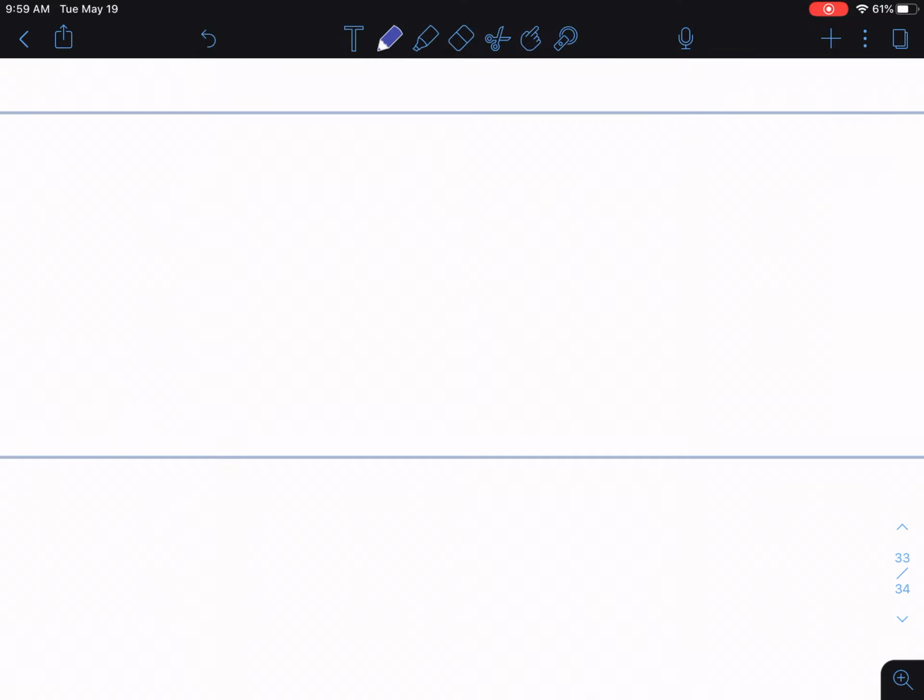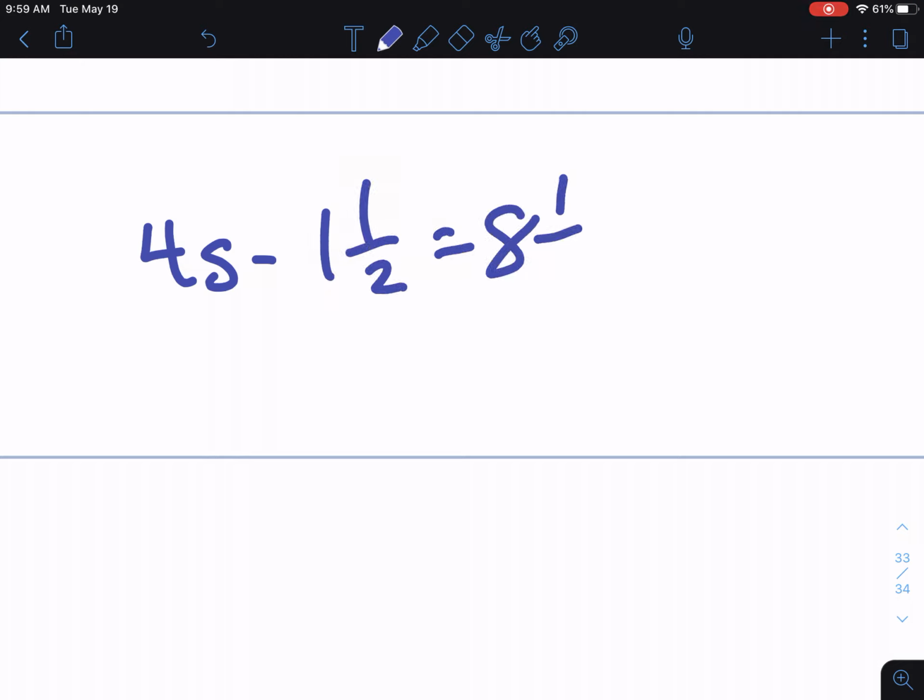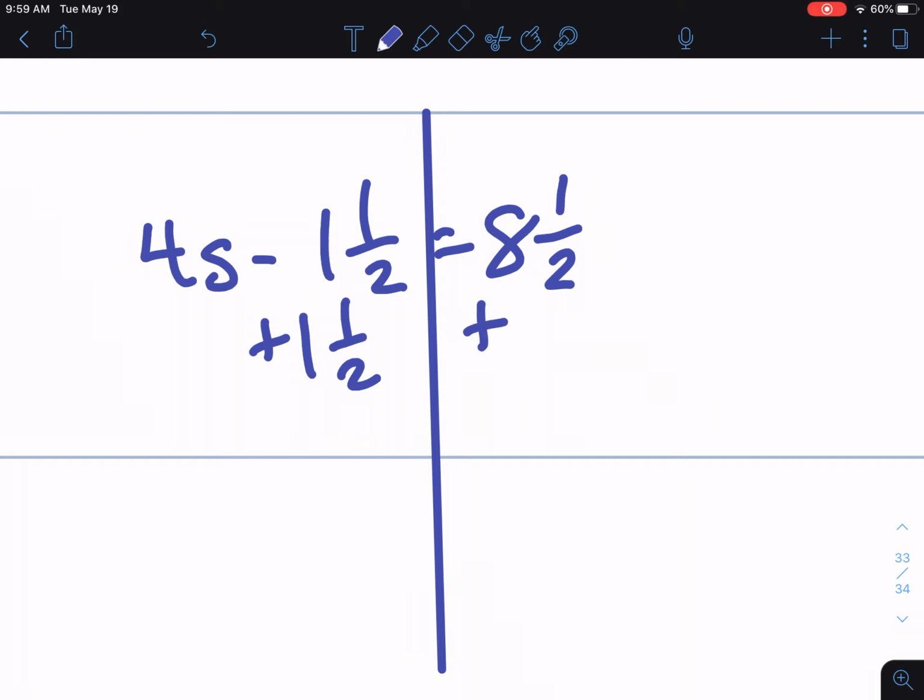And last one here. 4s minus 1 1/2 equals 8 1/2. Now remember, don't get freaked out by the fractions because you can use your calculator. Okay, so instead of 4s, excuse me, start over. You're subtracting on the left 1 1/2. So instead of subtracting, we'll do the opposite, which is adding 1 1/2 to both sides. These are going to X out.